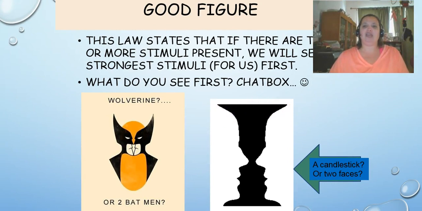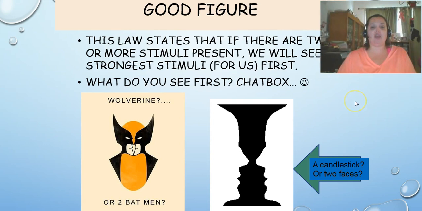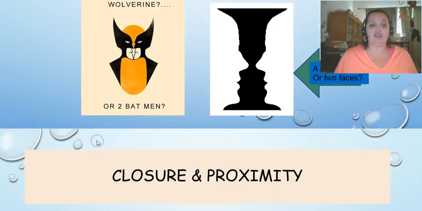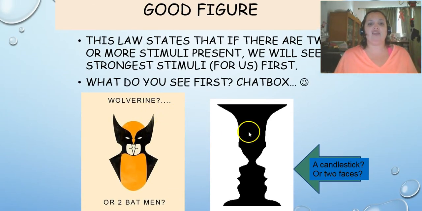Good figure. Sometimes we have more than one stimulus coming at us at the same time. If that happens, according to good figure, we're going to see the strongest stimulus for us first. So for example, in this picture, you may see two Batmen, or you may see Wolverine, if you're a fan of comic books. In this picture we talked about, what do you see? Do you see the candlestick, or the two faces, or the vase, or whatever we decided that was? And that's what good figure says, whichever one is a stronger stimulus for you, you're going to see it first. For example, perhaps you notice black before white. Maybe black is a stronger stimulus for you than white. Perhaps you see faces over anything else. Perhaps faces are the strongest stimulus.